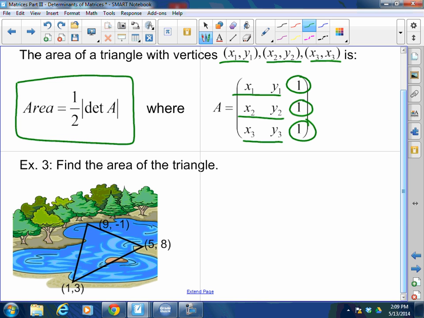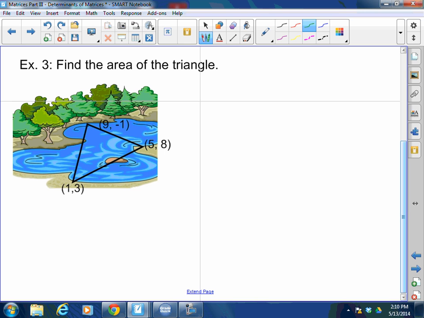What is this crazy man talking about? Let's check it out. Let's just label this x1, y1, x2, y2, and x3, y3. No, it does not matter the order, okay? Because the area is still going to be the same. So, let's get my x1, y1, add the 1. Let's get my x2, y2, add the 1. Let's get my x3, y3, add the 1.